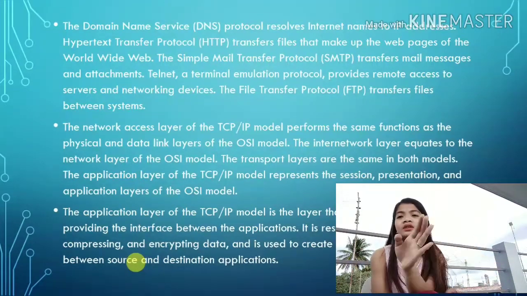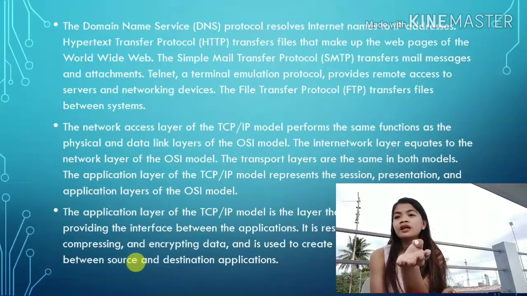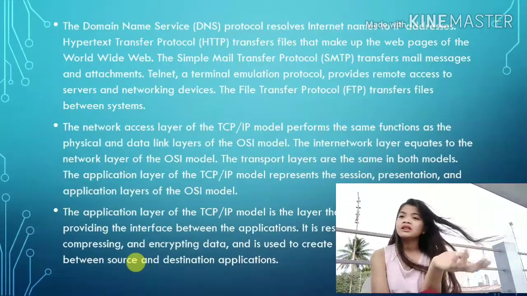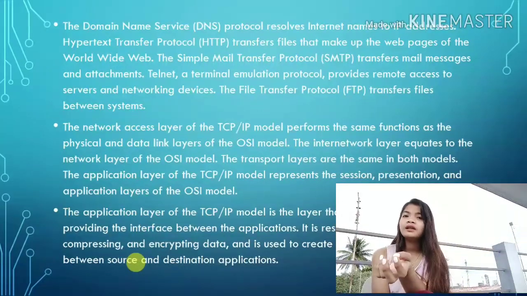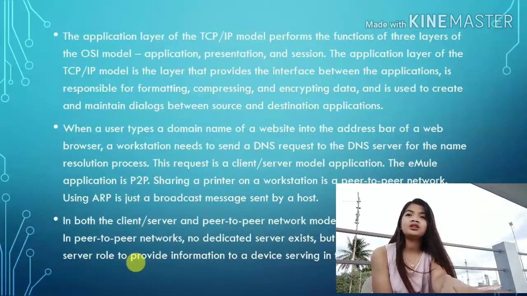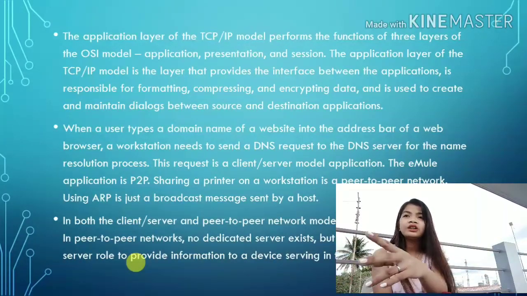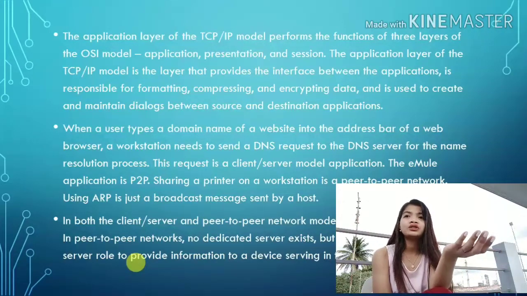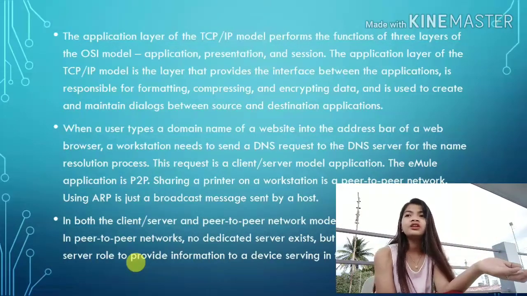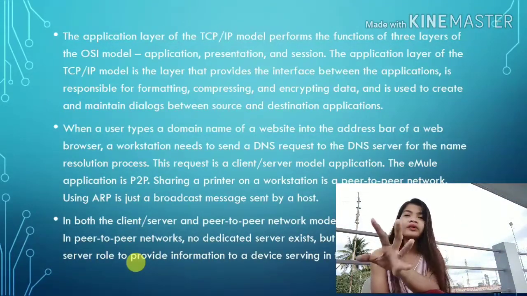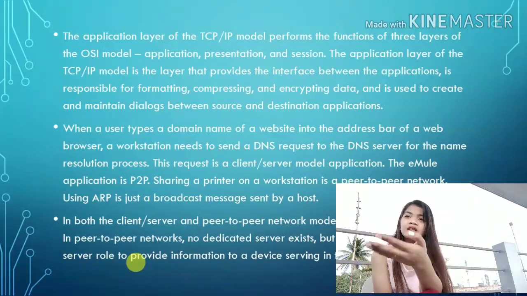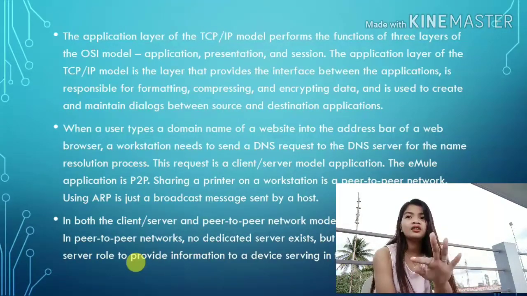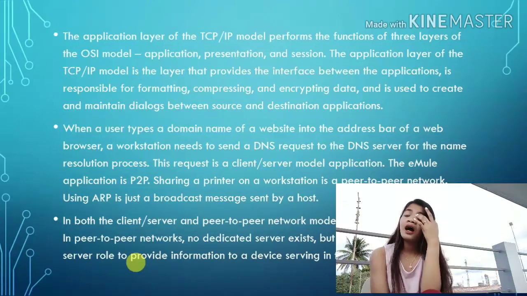The application layer of the TCP/IP model is the layer closest to the end user, providing the interface between the applications. It is responsible for compressing and encrypting data. It is used to create and maintain dialogues between source and destination applications. The application layer of the TCP/IP model performs the functions of three layers of the OSI model: application, presentation, and session. It provides the interface between the applications, is responsible for formatting, compressing, and encrypting data, and is used to create and maintain dialogues between source and destination applications.